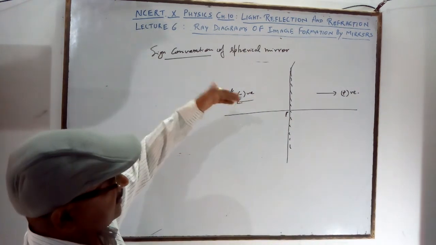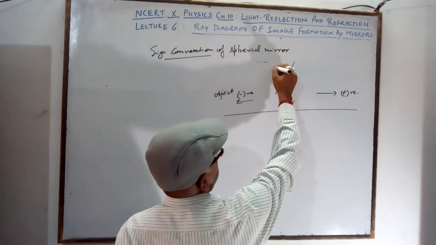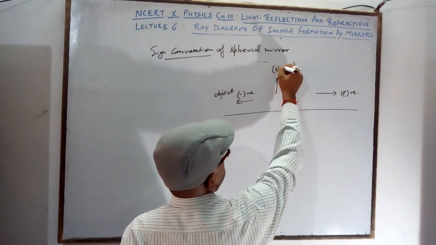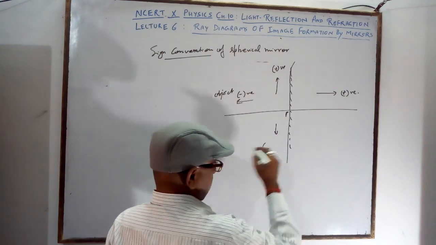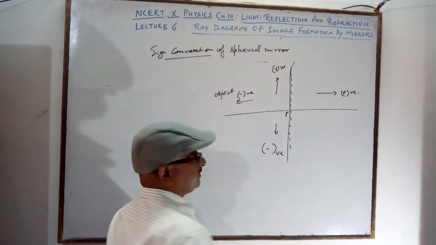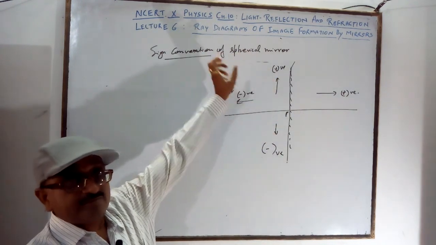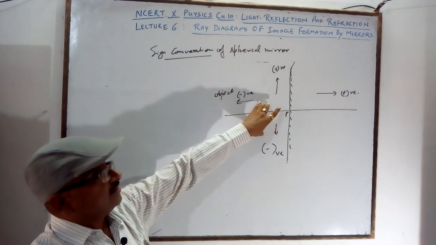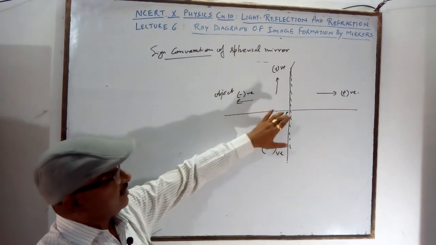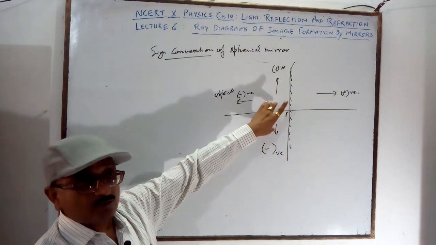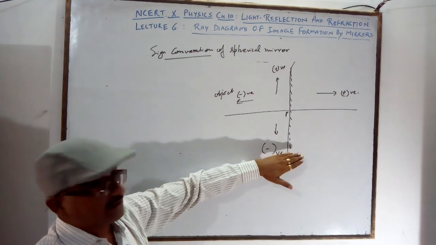And anything measured upward from the origin will be positive, and anything measured in the downward direction will be negative. So this is the sign convention of a spherical mirror, positive and negative. It directly follows coordinate geometry: upward direction positive, below it negative.